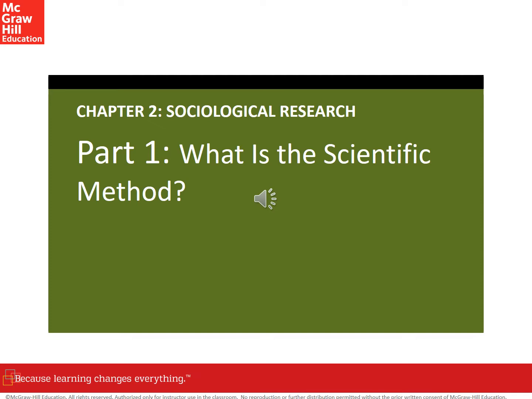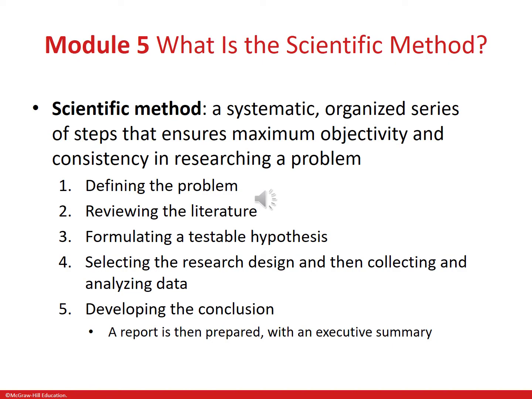The basic steps in the scientific method are defining the problem, reviewing literature, formulating some hypothesis, selecting a research design, and collecting and analyzing data. Finally, a researcher develops a conclusion based on the findings of the research. The scientific method is a systematic, organized series of steps that ensures maximum objectivity and consistency in researching a problem.